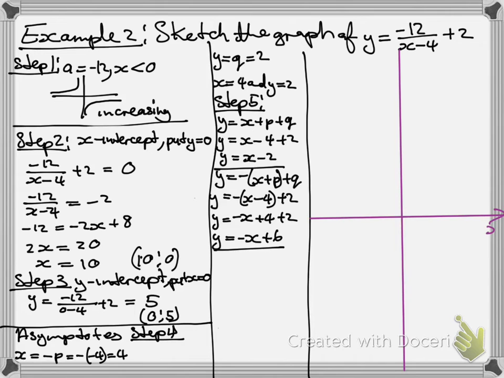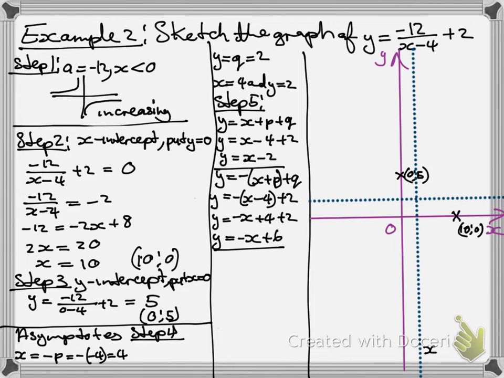Now we can draw the graph. We don't have to put anything to scale. So we plot the y-intercept first, which is (0, 5), and then the x-intercept, (10, 0). And then we draw our asymptotes and we label them.